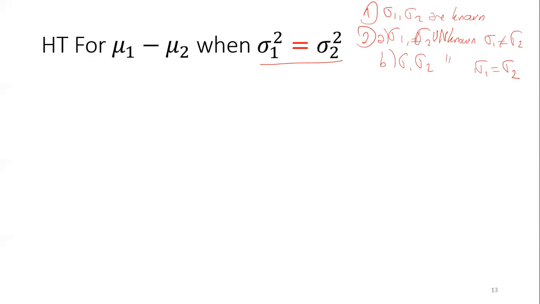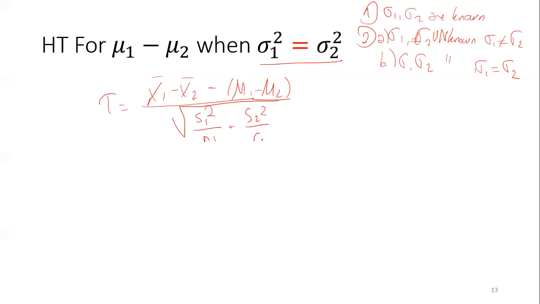Before getting into this, remember in the previous slide we said that this is a t random variable: X1 bar minus X2 bar minus mu1 minus mu2, which is d0 from the null hypothesis if you are making the hypothesis test. If you are making the confidence interval, you just write it like this, divided by the square root of S1 squared over N1 plus S2 squared over N2.